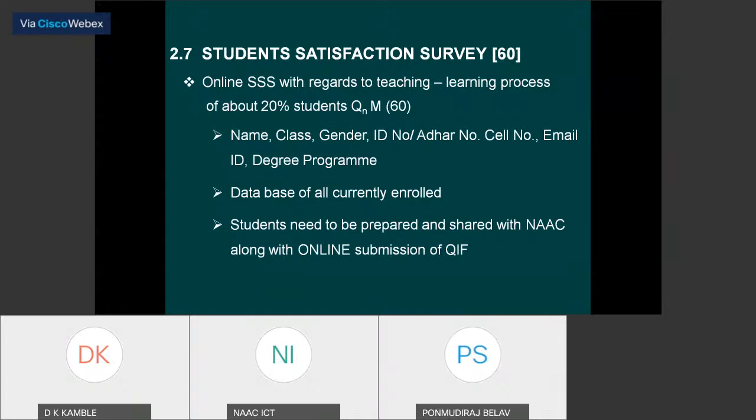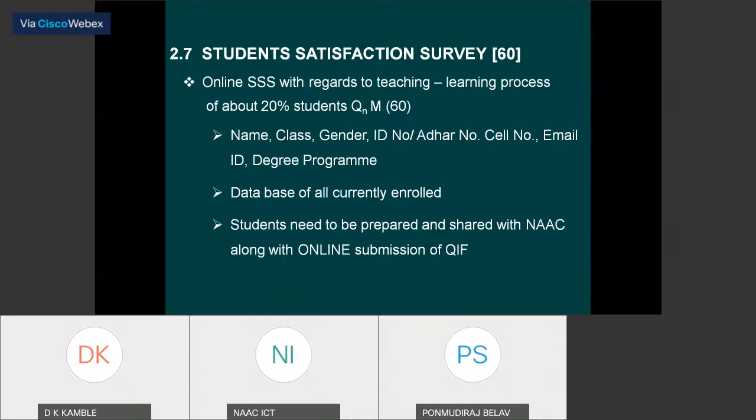For the student satisfaction survey, the format requires: name of the student, gender, course, program, email ID, mobile number, and enrollment ID number. That basic information is required in that format. The institution should not leave any columns blank. They should fill all the columns, and that is mandatory.